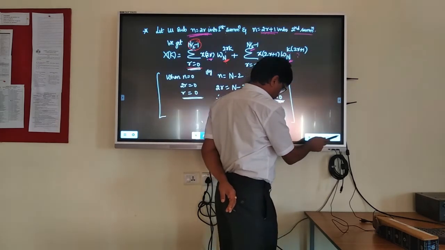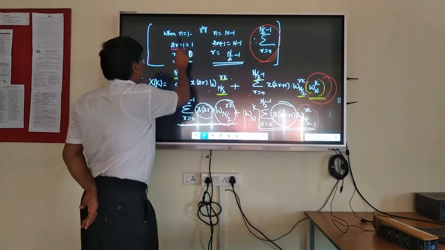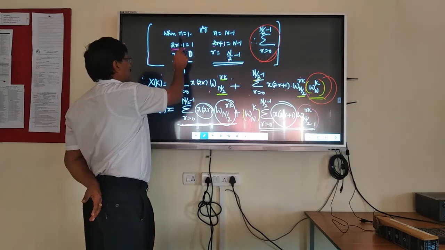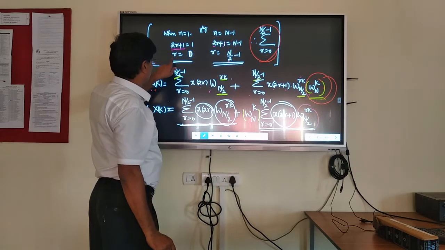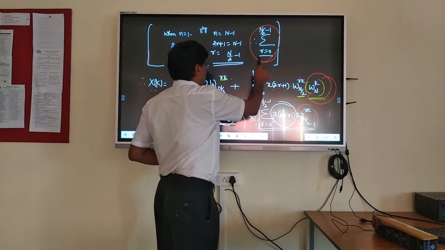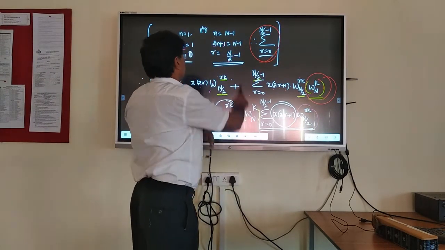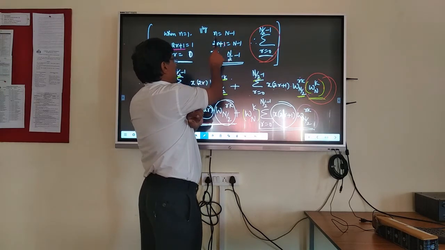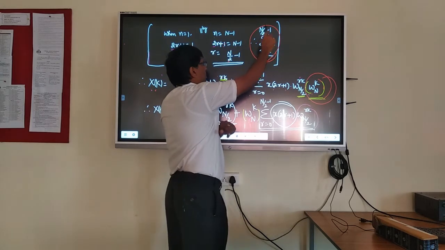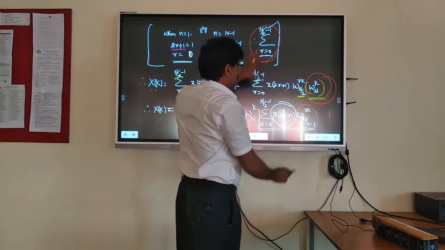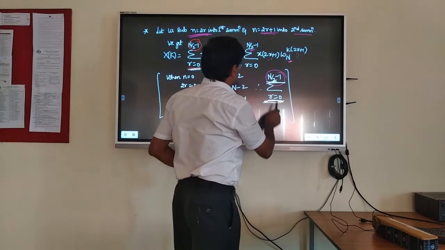Now to get this, for example, go here. When n is equal to 1, what is r? n is equal to 2r plus 1, so the second term is equal to 0, 1, and r is equal to 0. Lower limit is r is equal to 0. Upper limit, n is equal to N minus 1. What is r? 2r plus 1 is equal to N minus 1, so r is equal to N by 2 minus 1. Upper limit is this. This is how I am getting these limits.